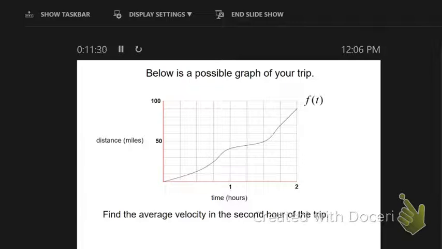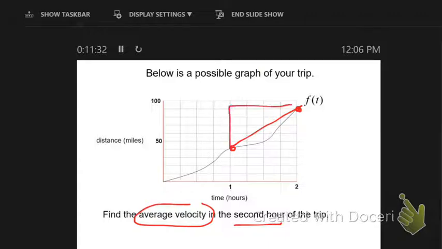The average velocity in the second hour of the trip. Well, anytime they say average velocity, you need a beginning and an end. Since it's the second hour of the trip, the beginning would be here, the end would be here. Okay? They want the average velocity for the second hour of the trip. Graphically, that would be the slope of the secant. Okay? You can either count squares and do rise over run to get from here to here and answer that question, or write down the coordinates and basically do your Algebra 1 slope formula.